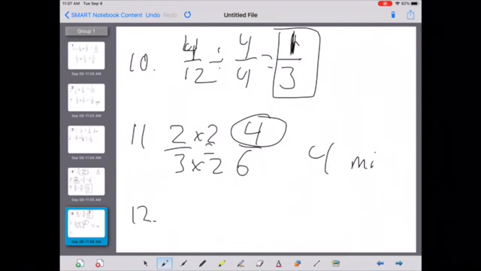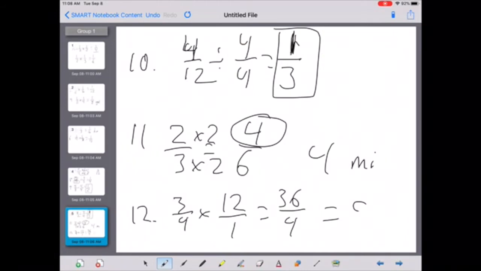Number 12. 1 egg is 1/12 of a dozen. How many eggs are 3/4 of a dozen? I could multiply the tops and get 36, multiply the bottoms and get 4, and then I divide. 4 goes into 36 9 times. 9 eggs.